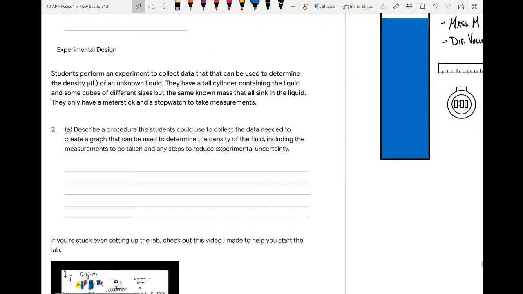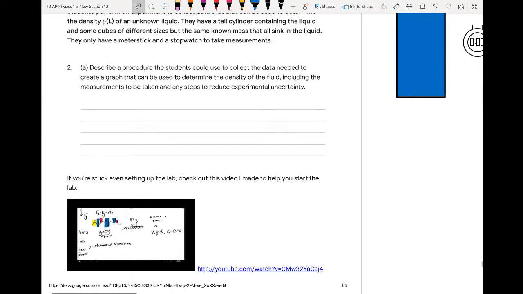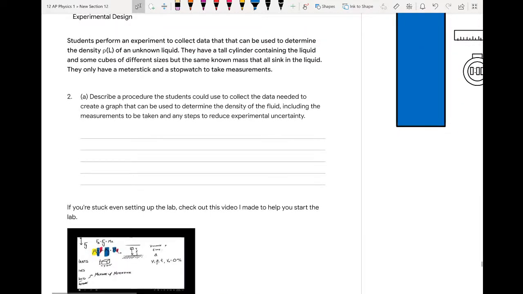The first thing they want you to do is describe a procedure the students could use to collect the data needed to create a graph that can be used to determine the density of the fluid, including the measurements to be taken and any steps to reduce experimental uncertainty. I said it in the preview question yesterday, but I think it's really hard to figure out a procedure if we don't know what kind of data we need. So I think it's best to think about your experiment with the end in mind. Think about what you are going to collect and what equations you are going to use, so you can really design a good procedure.